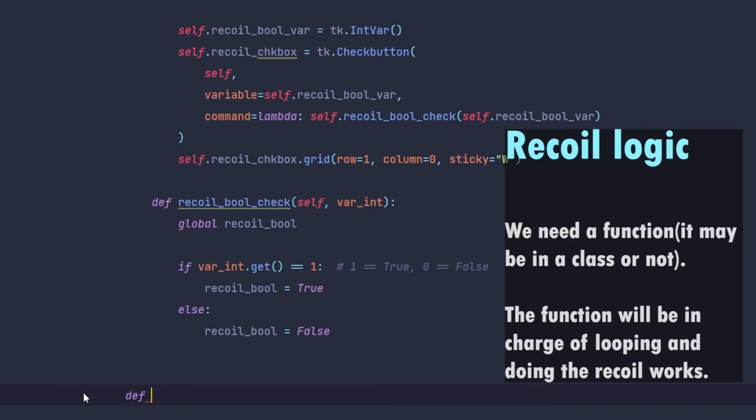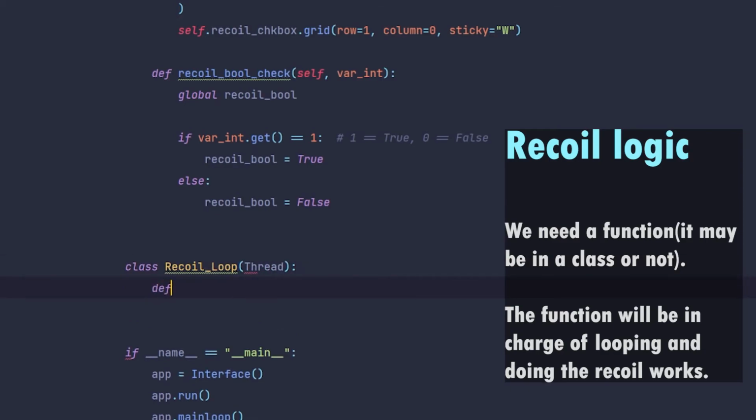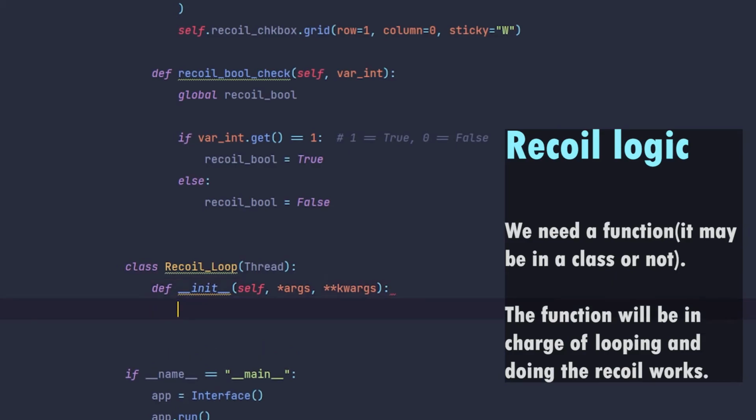So def, and I'm gonna name it recoil loop. So basically this is gonna be a thread, by the way, just letting everybody know. This is gonna be a thread. So if you wanted to make this a class, you can just do the following, with args. If you want to make it a class, you can do that. It's fine. Both ways work. Honestly, there's no difference.